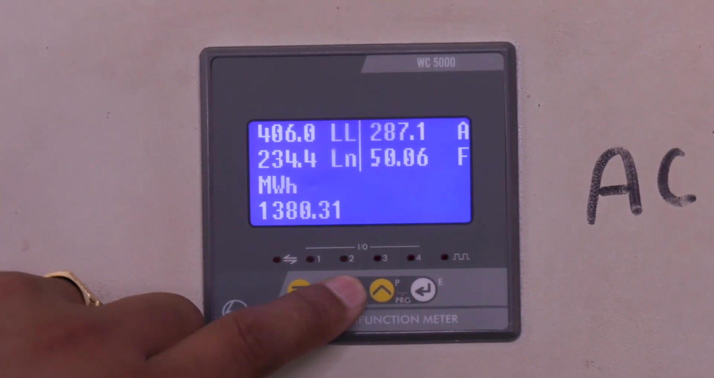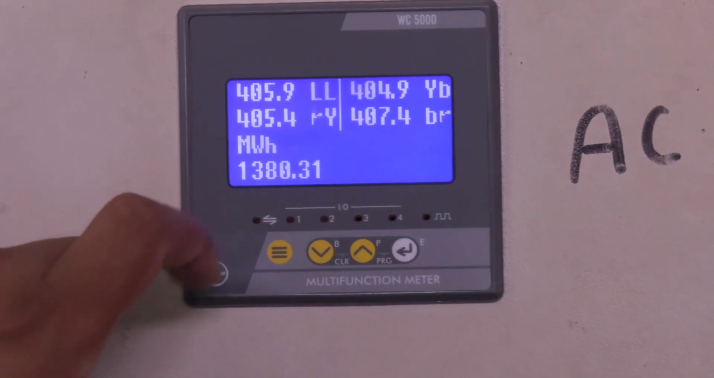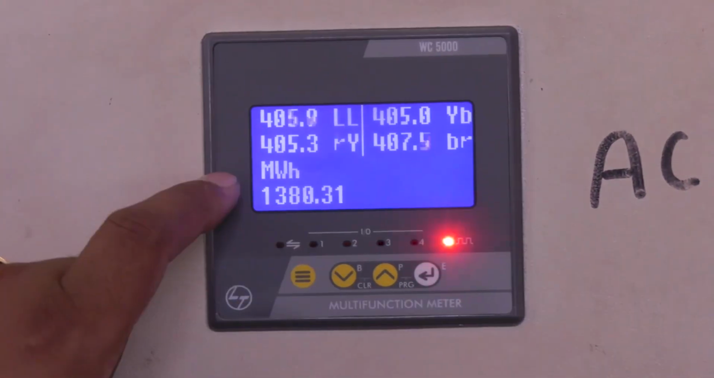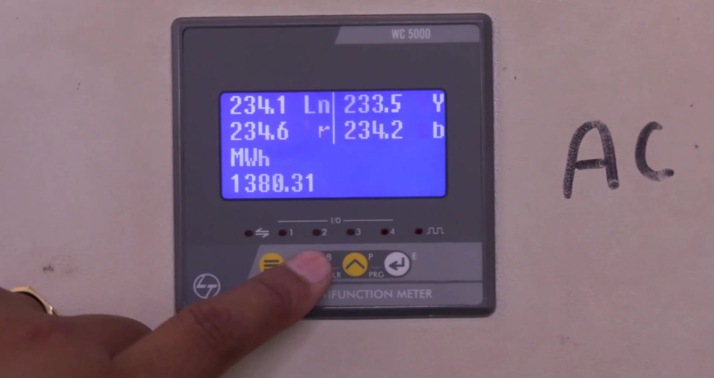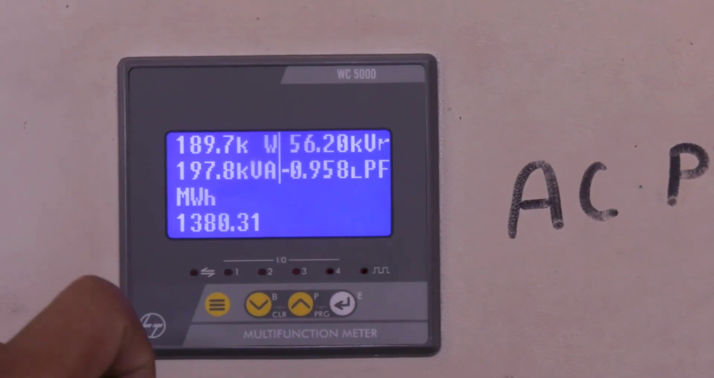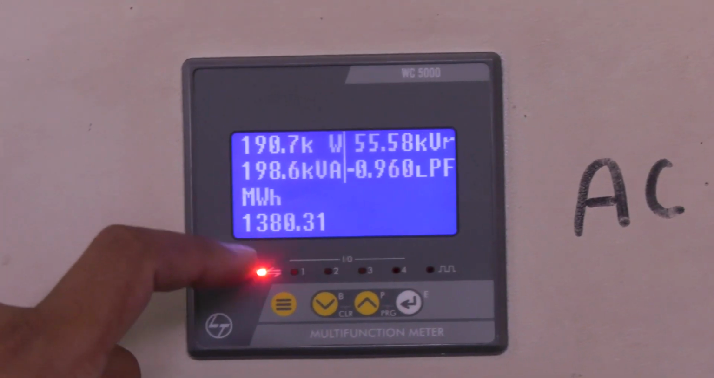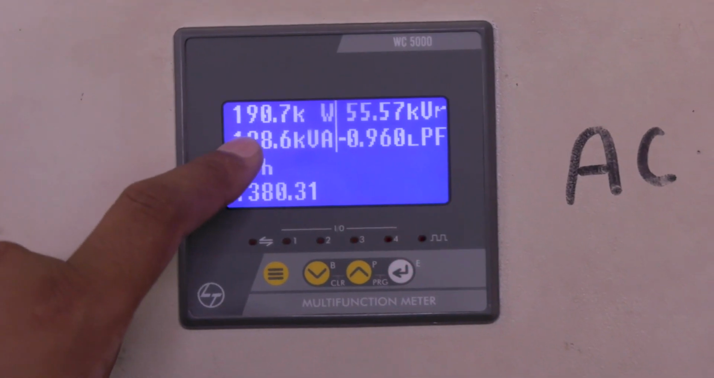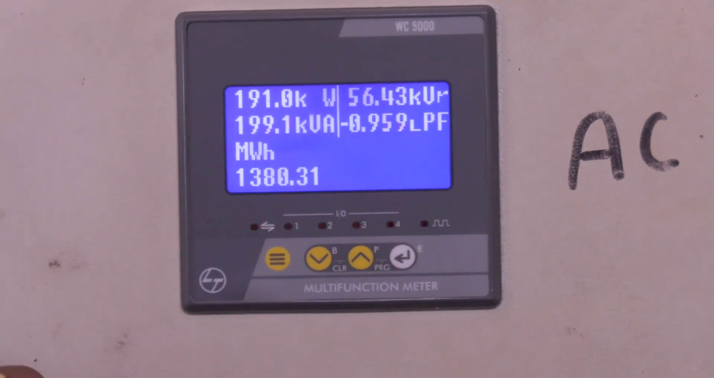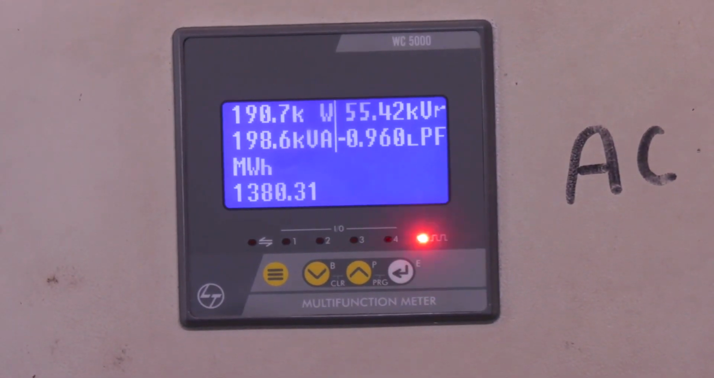Additionally, we have a multifunction meter, the WC 5000 model by L&T. This meter displays real-time electrical parameters, showing the line-to-line voltage as 405.9 volt. Various parameters such as line-to-neutral voltage, current, and power measurements are also visible. For instance, the meter indicates a power consumption of 191 kilowatt, reactive power of 56.25 kVAr, apparent power of 199.1 kVA and a power factor of 0.959.